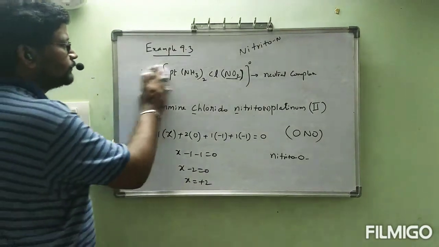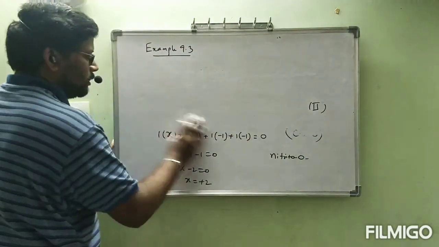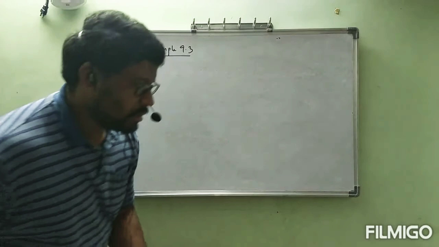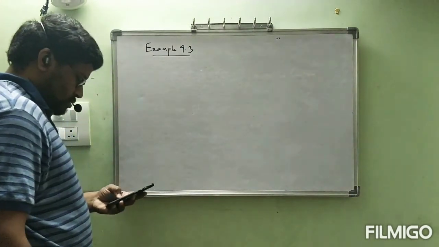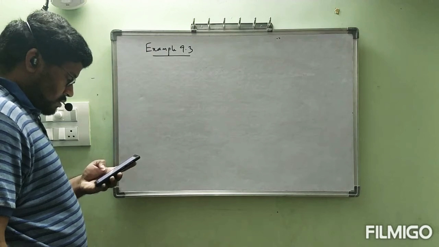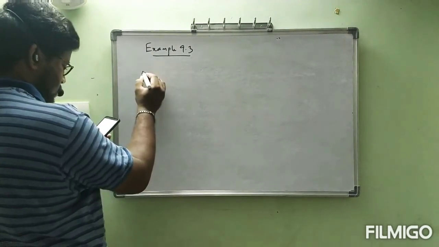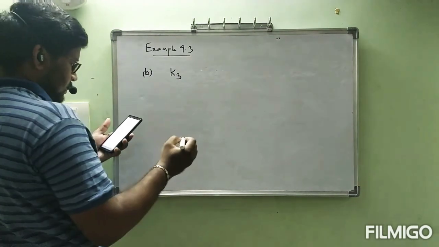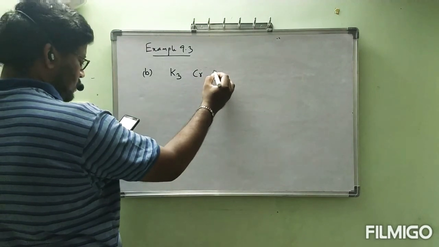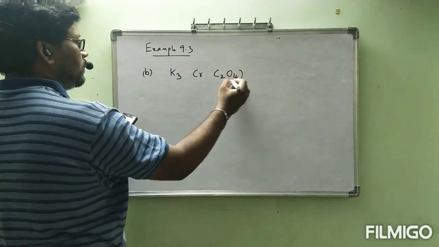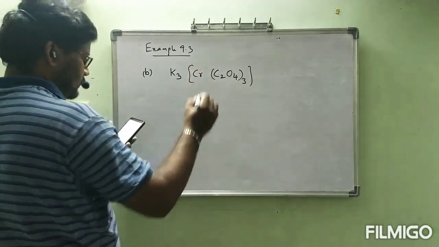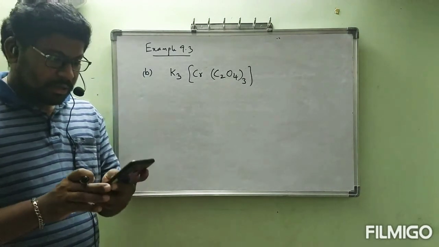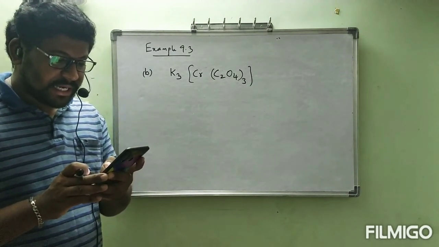We will see the next one. B, K3Cr(C2O4) thrice. K3Cr(C2O4)3. This is B. We are left with C, D, E.